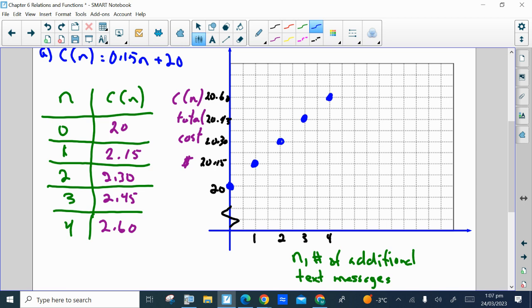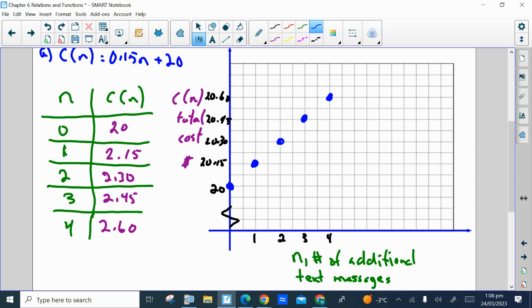Why can we not join these points? Why is this discrete data? Jan. Well, it is a linear pattern. They do line up. That's right. You cannot have half of a text message. You can't have a third of a text message. The price only goes up after each text message. That's why it is discrete data, not continuous.